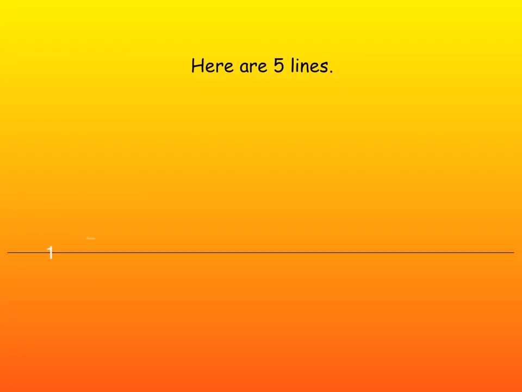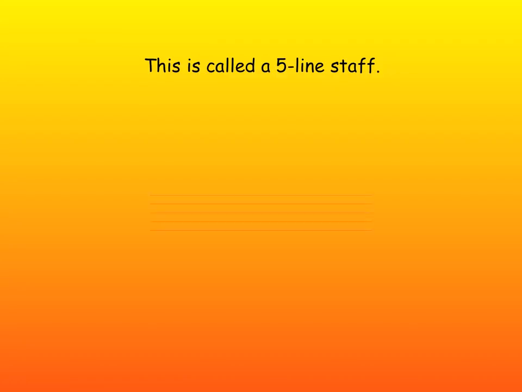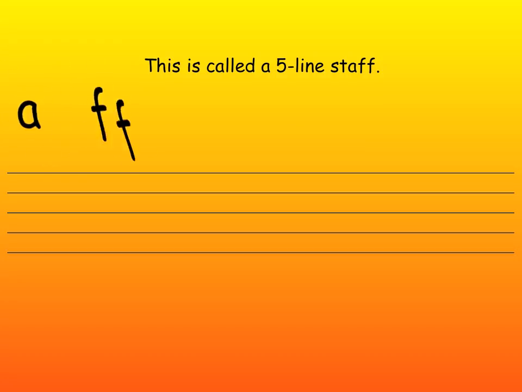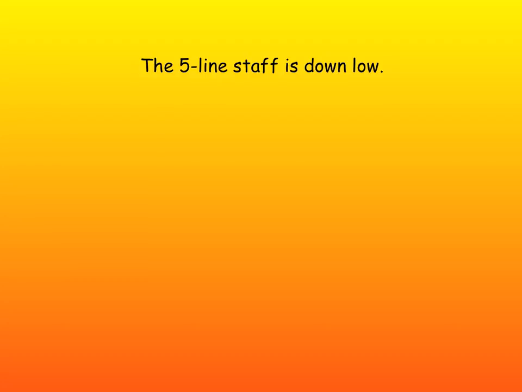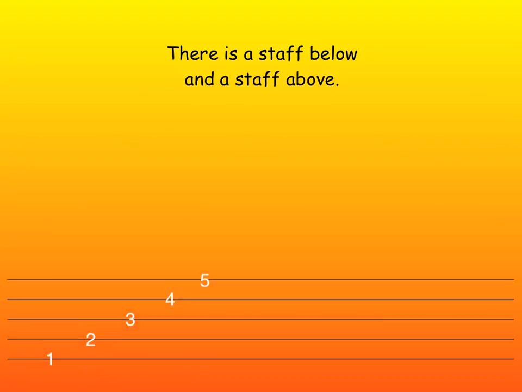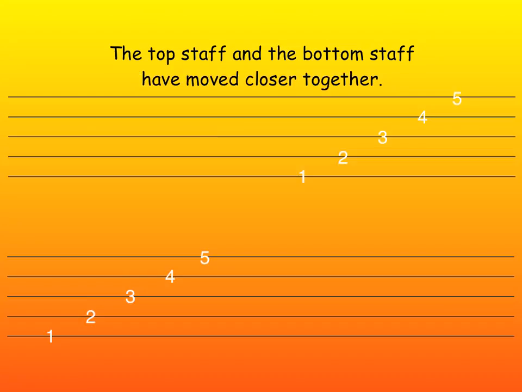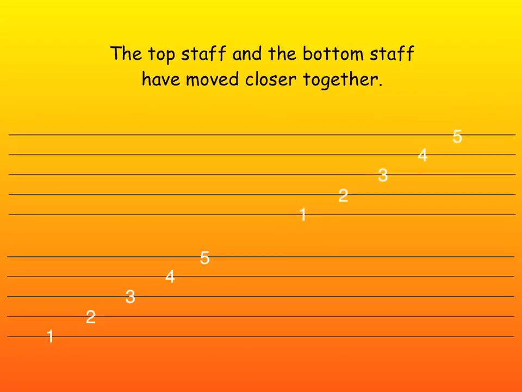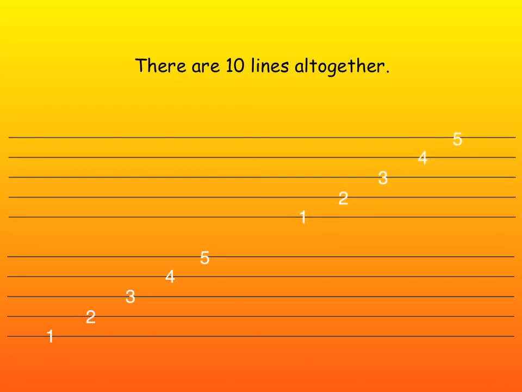Here are 5 lines. This is called a 5-line staff. The 5-line staff is down low. Now the 5-line staff is up high. There's a staff below and a staff above. The top staff and the bottom staff have moved closer together. There are 10 lines altogether. 5 down below and 5 up above makes 10.